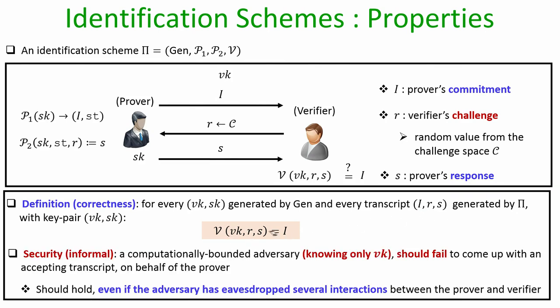The security property informally requires that an imposter or an eavesdropper who has eavesdropped on an interaction between a prover and a verifier a polynomial number of times should not be able to come up with an accepting transcript and successfully get it accepted at the verifier's end, right? And this should hold if my adversary is computationally bounded. So, basically what it means is if the adversary has seen a polynomial number of conversations between an honest prover and an honest verifier, then even after seeing them, in the absence of the secret key sk and only with the knowledge of the verification key vk, it should not be possible for that computationally bounded eavesdropper to pretend to be a prover and come up with an accepting conversation which gets accepted at the verifier's end.